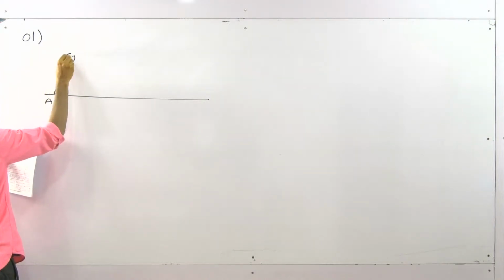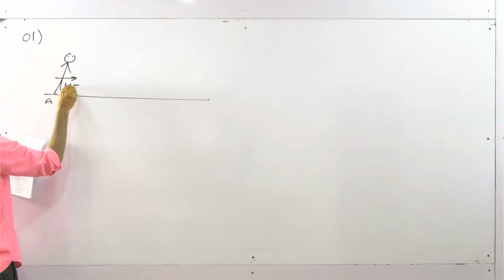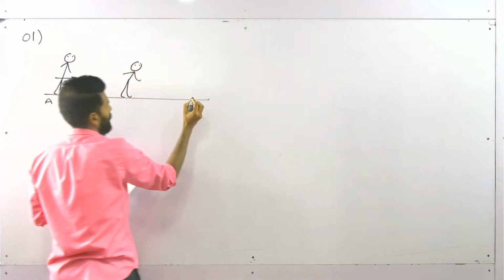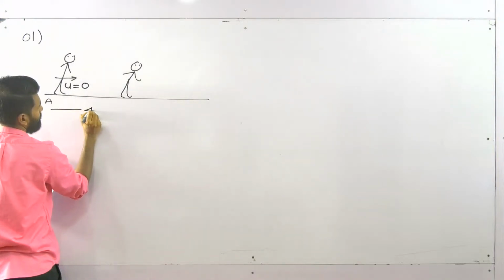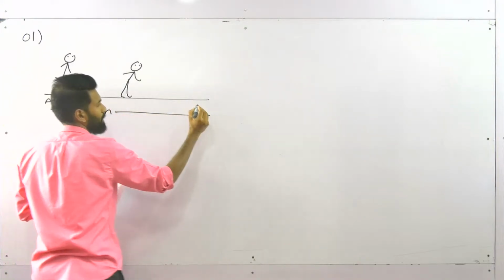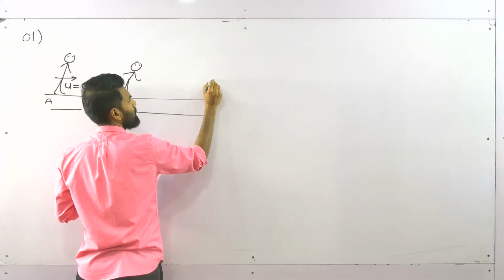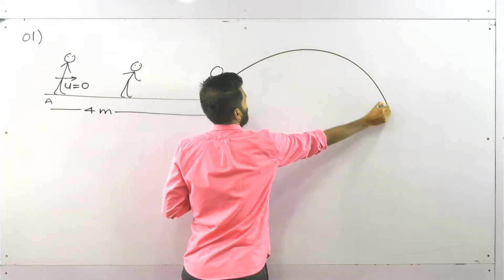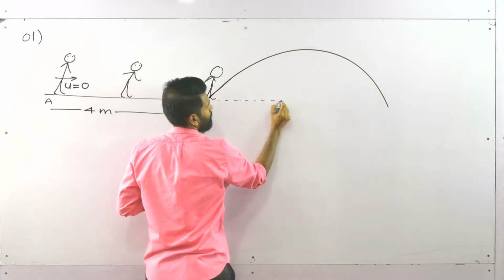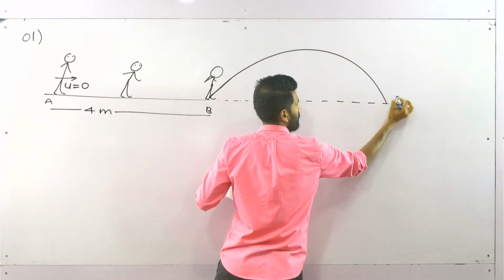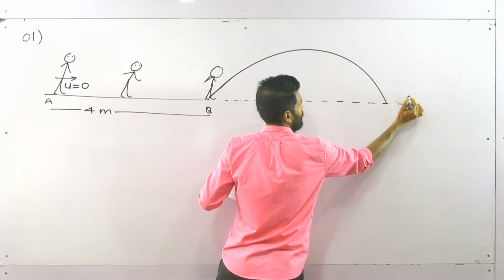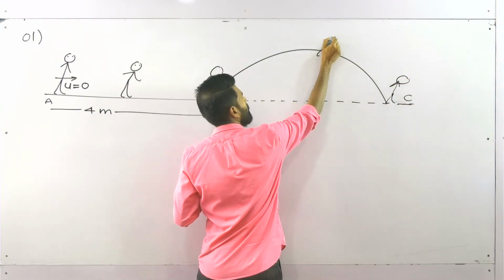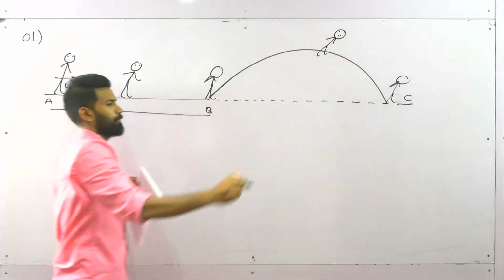At point A, she starts with 0 velocity. Then she's running. Okay, and after a 4 meter distance, she comes to point B, where she makes her jump. Okay, from point B, she's in a projectile motion, as they say, and she will come to the same horizontal level or the ground at point C. She will come to the ground at point C. Okay, so this is what is happening.